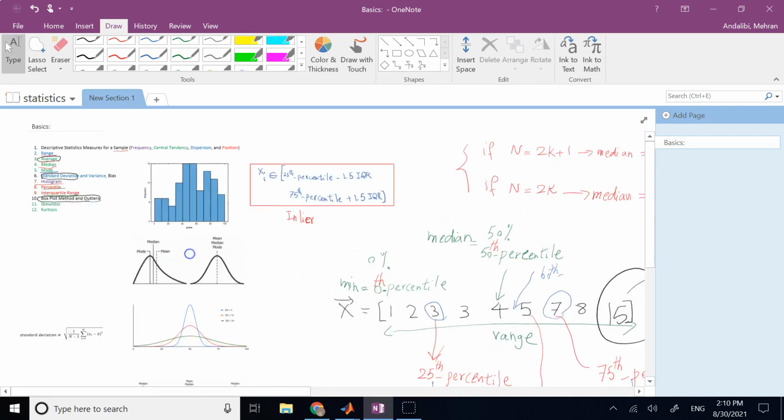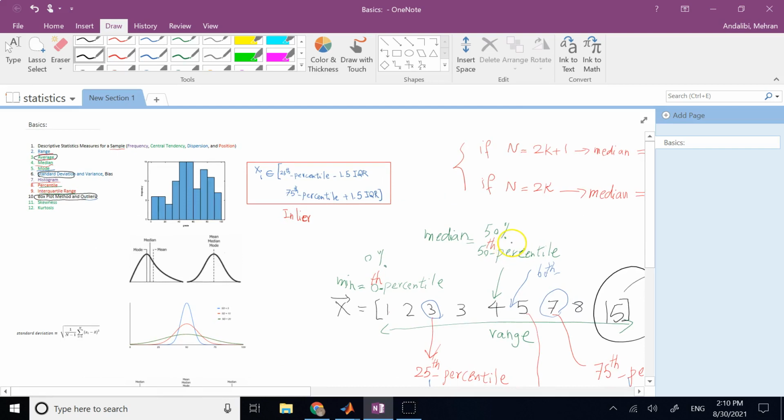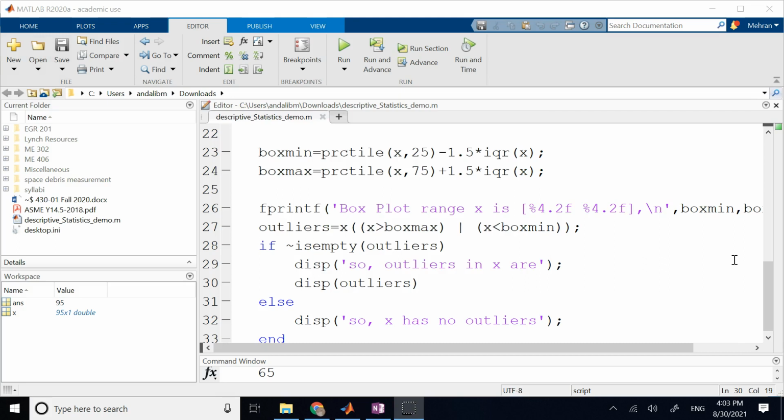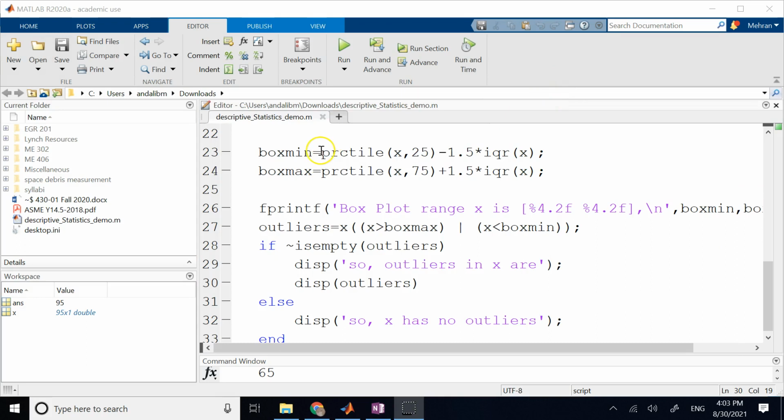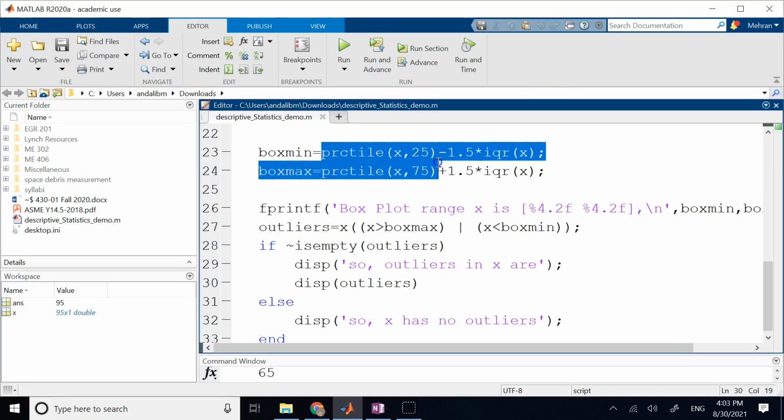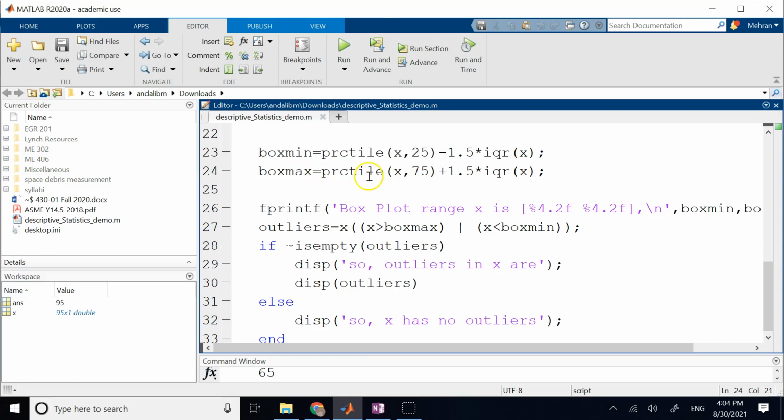Okay, so that's how this box plot method determines a range based on the 25th and 75th percentiles and the IQR, and any data outside the range is called an outlier, so we can neglect them for several calculations in statistics. So here is the MATLAB code that I have for the box plot method. You can see I got the 25th and the 75th percentile numbers using the prctile command, and then I used the iqr command, added and subtracted 1.5 times that to these two numbers and got the min and the max of the box.